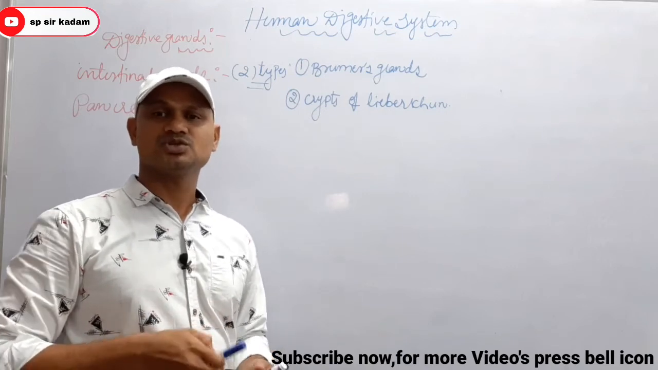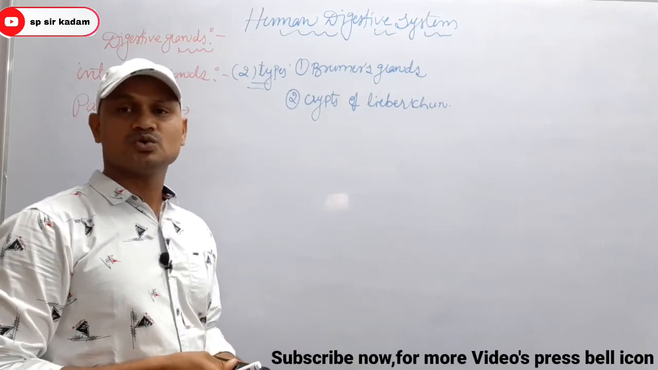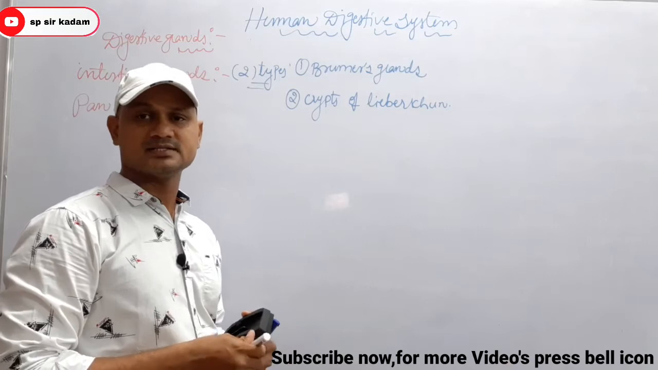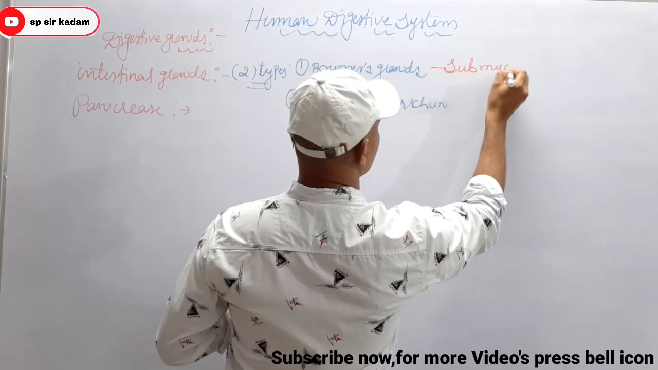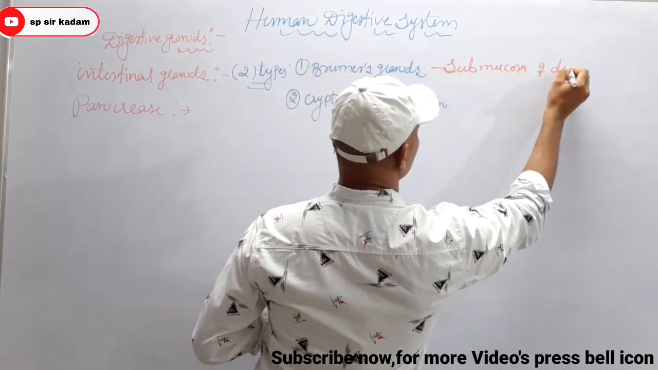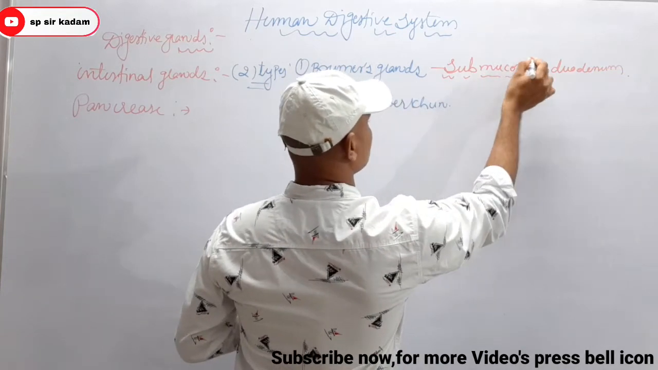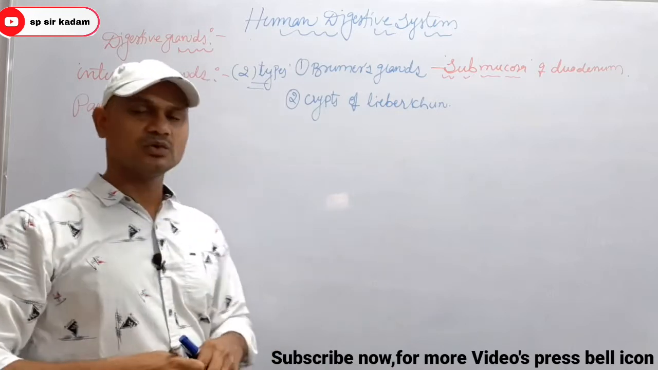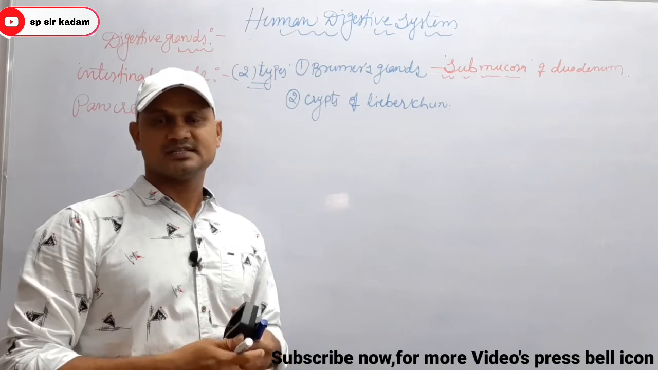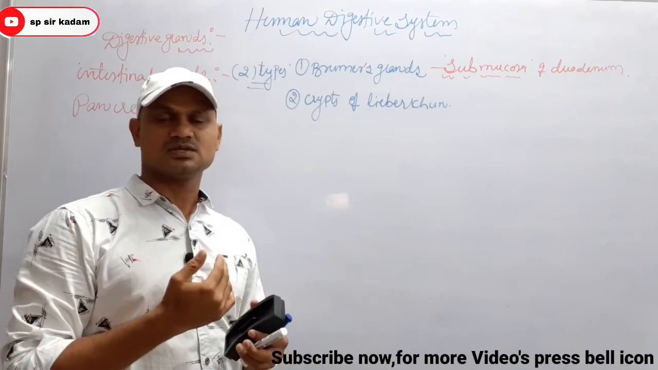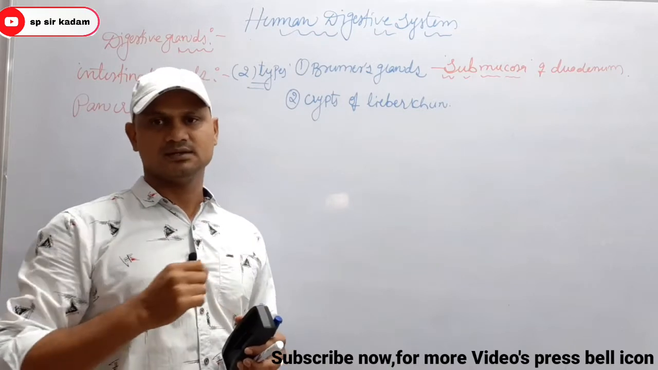So when we look at the position of the Brunner's gland, Brunner's glands are present in the submucosa of duodenum. Duodenum is the part of the small intestine. So basically, what is the submucosa? In the previous video, when we looked at the walls of the alimentary canal, the walls possess four layers: outer serosa and muscularis externa, as well as the submucosa and mucosa.